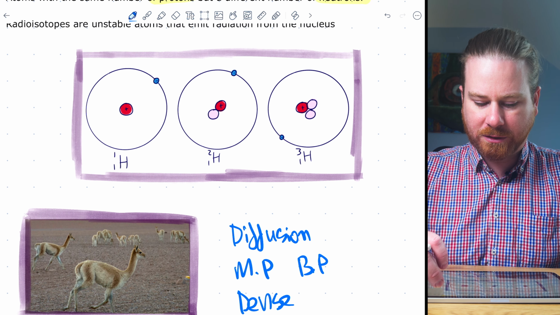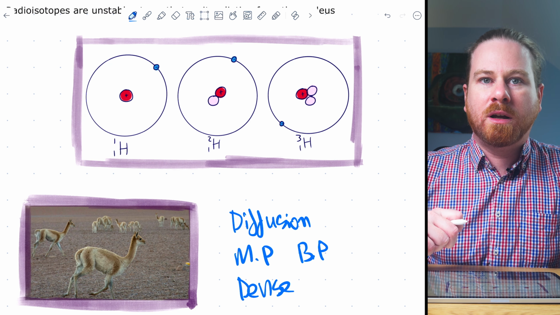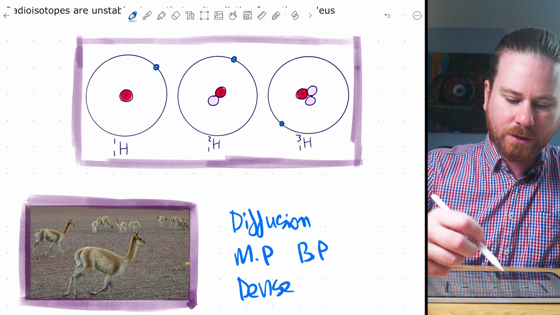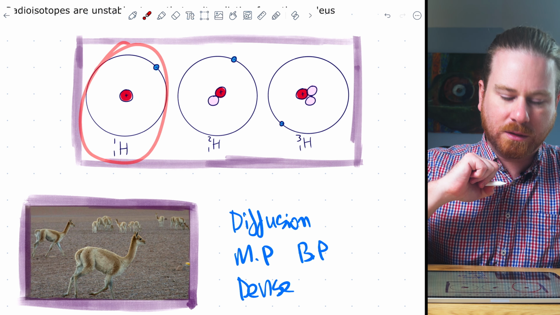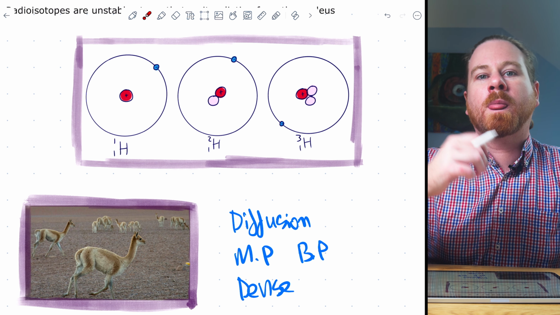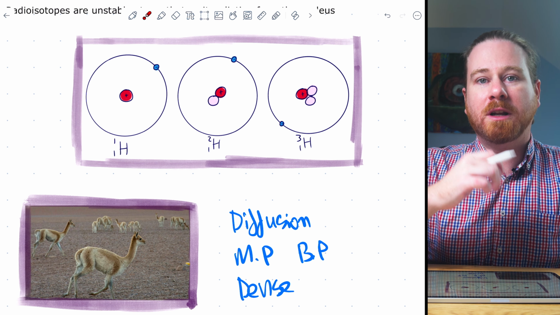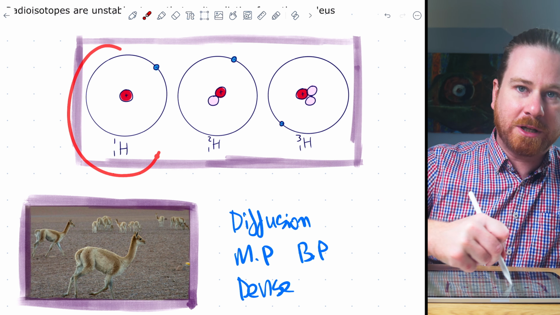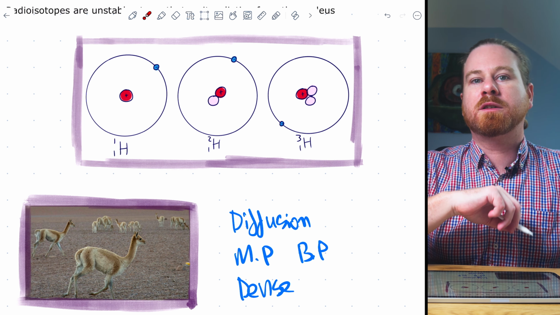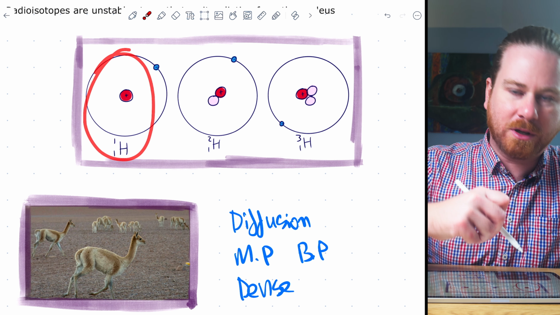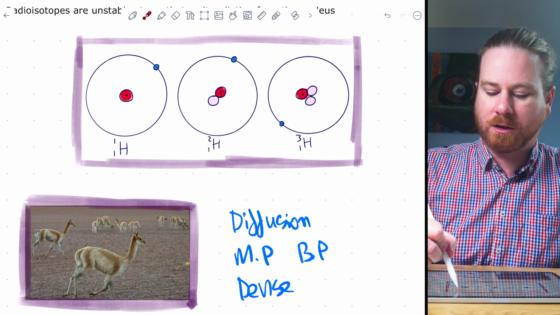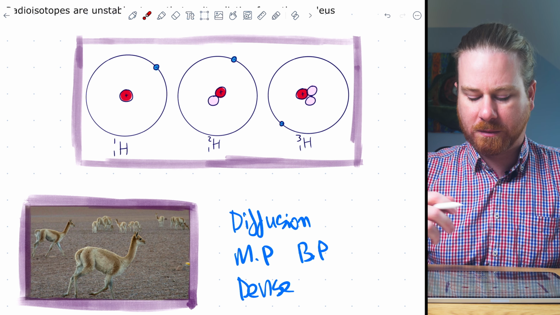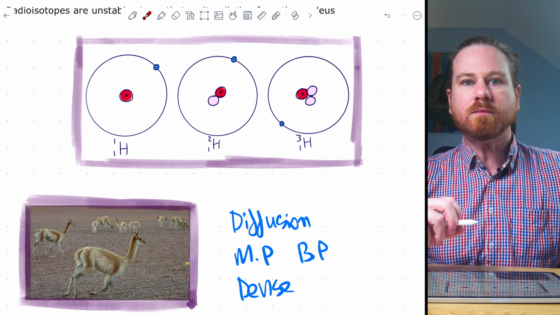So let's go back to hydrogen over here. We can use hydrogen here as an example. Because this is our lightest isotope of hydrogen, its melting point and boiling point are going to be lower compared to this type of hydrogen. This one's going to diffuse at a quicker rate, and this one is going to have a slightly lower density compared to this hydrogen over here. So there we go, those are the differences between the three.